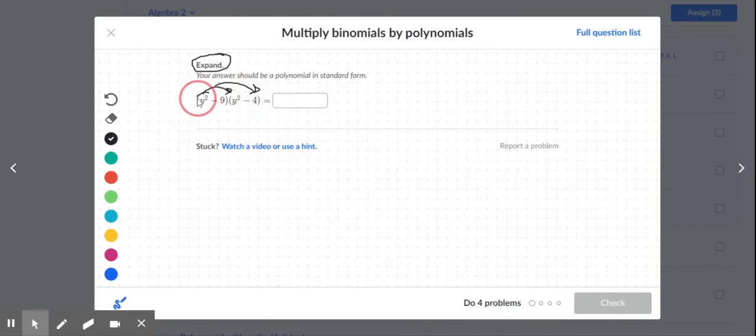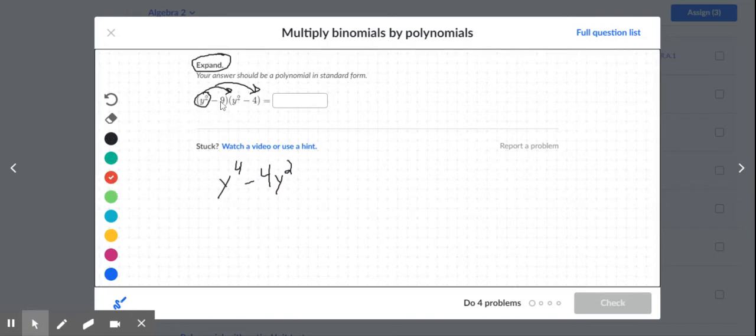So I'm going to take the first term and distribute into each term in the second set of parentheses. When I do this first part, I get y to the fourth. Remember, we're adding the exponents. And then y squared times negative 4 is negative 4y squared. I should repeat the same process, but now with negative 9. Remember, two negatives multiplied together turn into a positive.